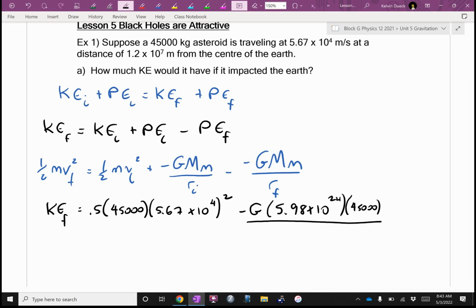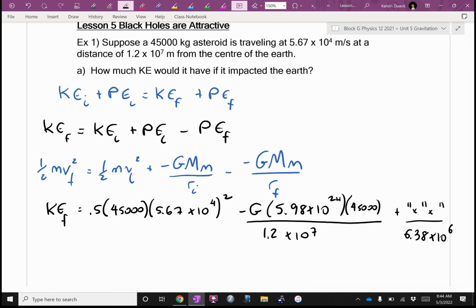Do I need to add the radius of the Earth to that? It says, okay, this is important because this is a common mistake. Some people always want to add the radius of the Earth. No, this one they gave me from the center of the Earth. If it had said altitude, I would have to add the 6.38 times 10 to the whatever it is. So I can go straight to 1.2 times 10 to the 7th. And then it's going to be plus same thing times same thing times same thing divided by, and I guess the final one is the radius of the Earth, 6.38 times 10 to the 6th.